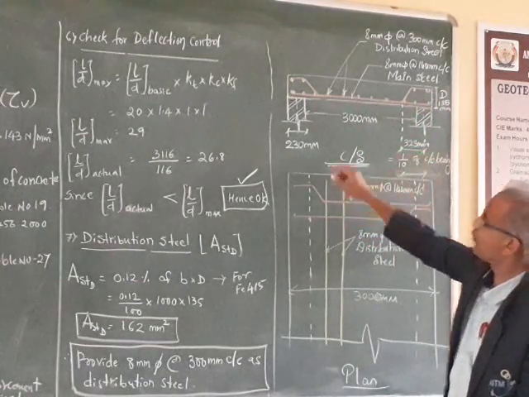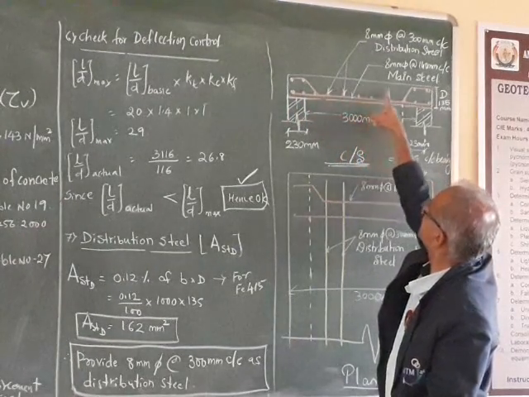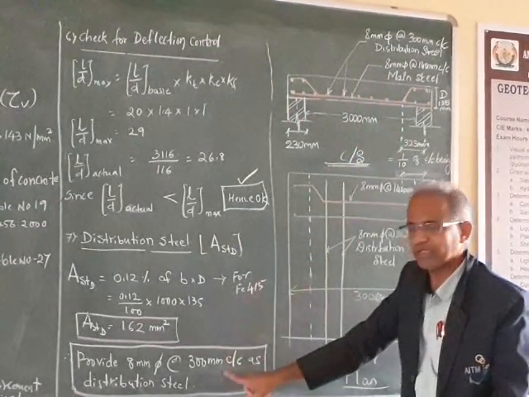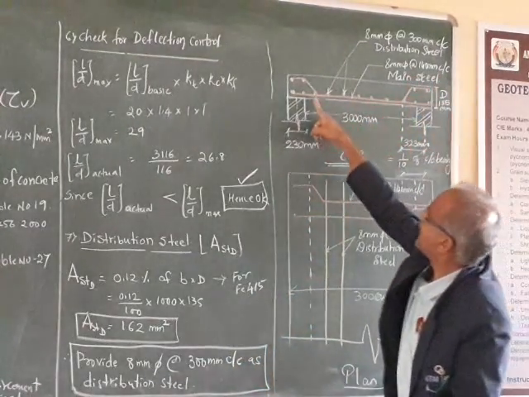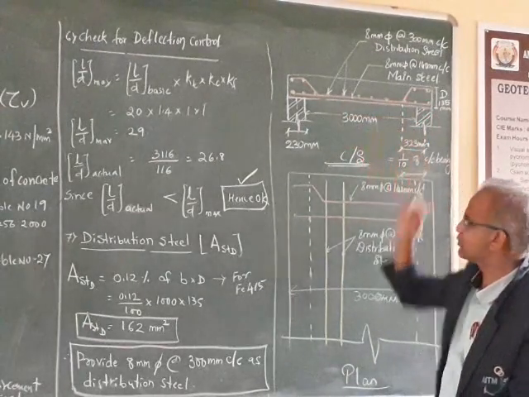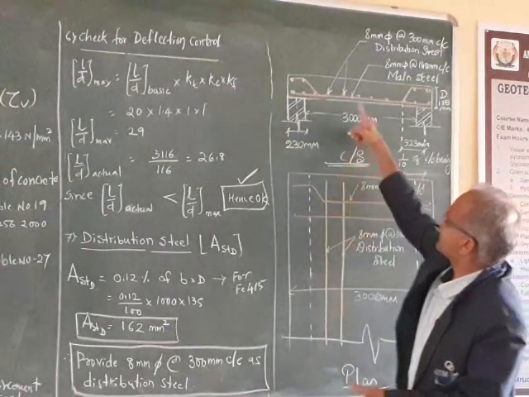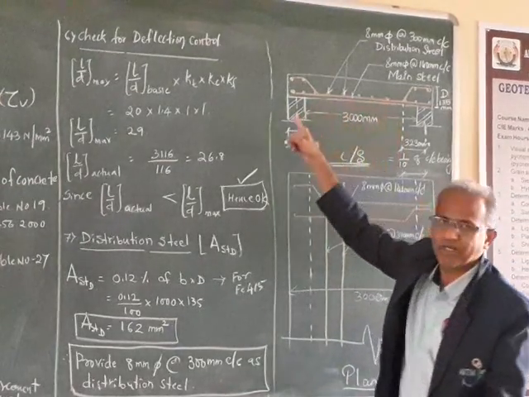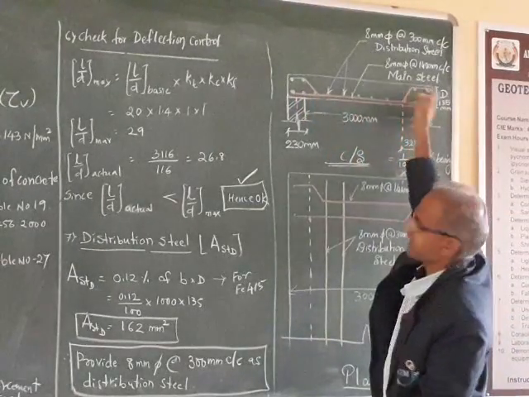And whatever you are seeing, these dots are distribution steel. What you have calculated here? Distribution steel, that is 8 mm diameter at 300 mm center to center. One thing I wanted to tell you here is whatever main steel you have provided, can you see these? It is bent and taken at the top.